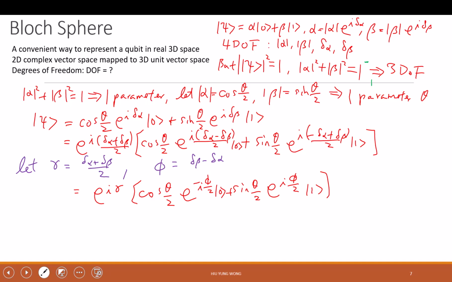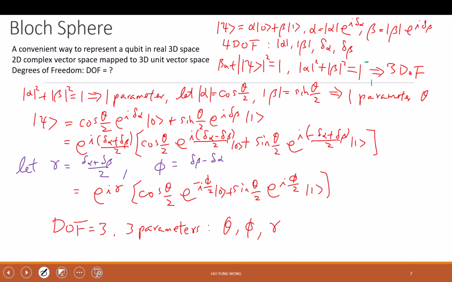Is that okay? How many parameters do we have? We did not do anything. Still, it has the degree of freedom equal to 3, and we have 3 parameters. We need to fix these 3 parameters to fix the states. So what are the 3 parameters that, after I plug in, fix the state of the qubit in this equation? Theta, phi, and gamma. It's 3, right? Still 3 degrees of freedom, right?